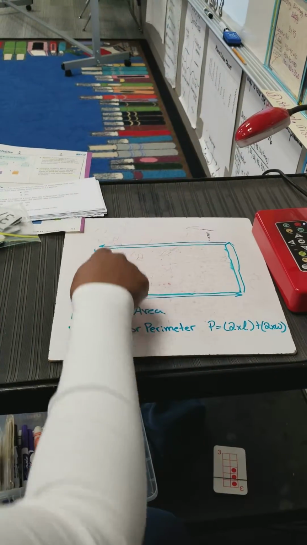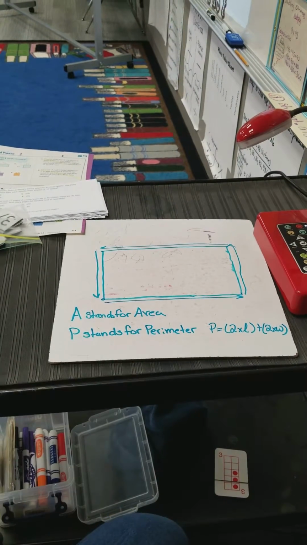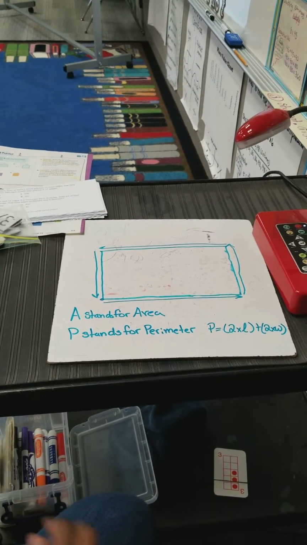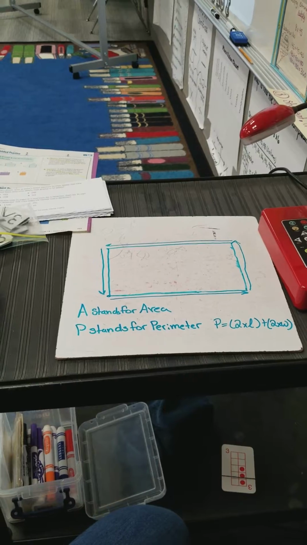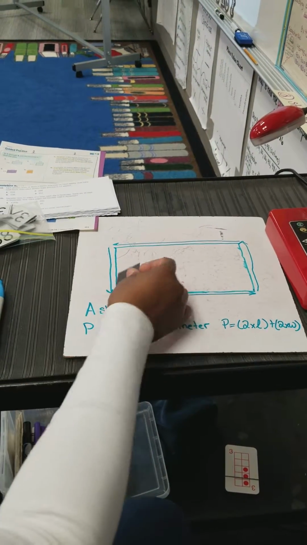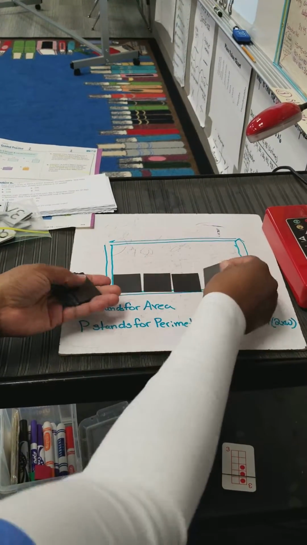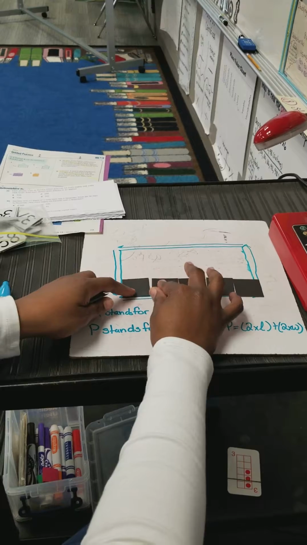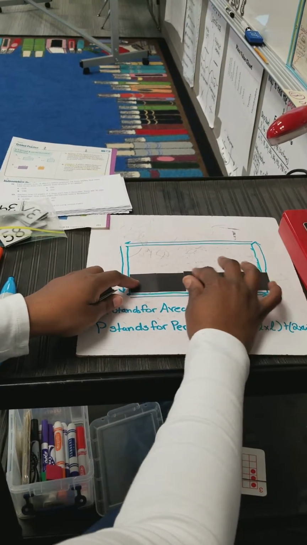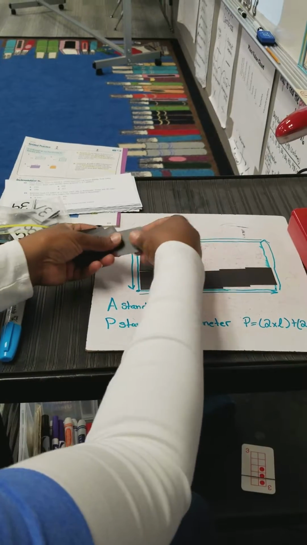The area is typically the 2D region inside of a shape. A lot of times people can measure the area with square units, and that's what we'll be doing today. So if I wanted to find the area, I would just take square units that are of the same size to find out what my area is.